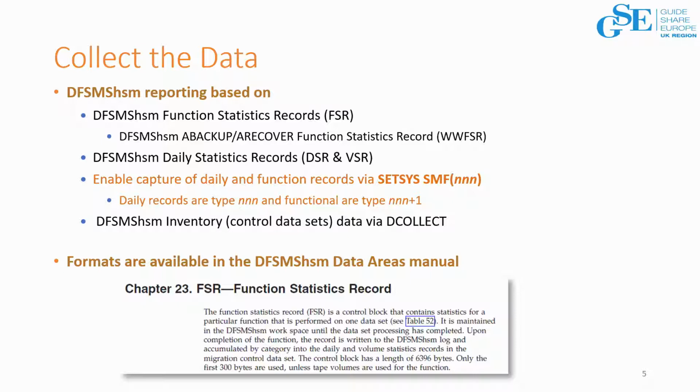The formats for these records are not in the SMF manual. You'll find them in the HSM data areas manual. And then additionally, you can use DCOLLECT, which is the Access Method Services data collection application. You can use that to extract helpful information about HSM's processing from HSM's control data sets.